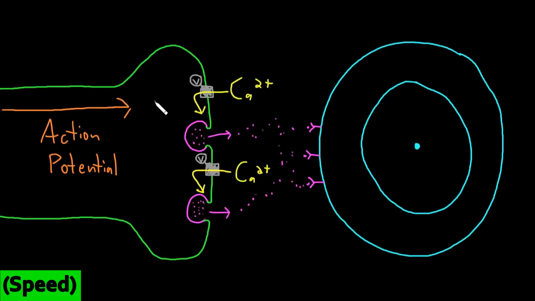And when the train of action potentials stops firing, the voltage-gated calcium channels will close, calcium will stop flowing into the axon terminal, and then the normal processes that push calcium out of the neuron will quickly lower that concentration of calcium in the axon terminal, and synaptic vesicles will stop fusing with the presynaptic membrane, and neurotransmitter will stop being released.